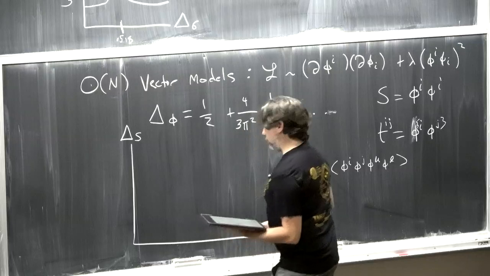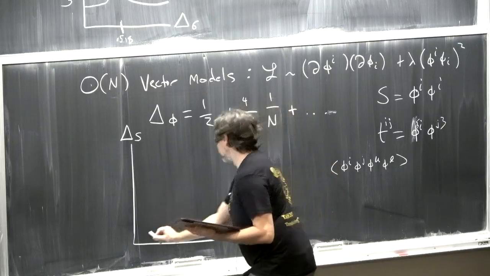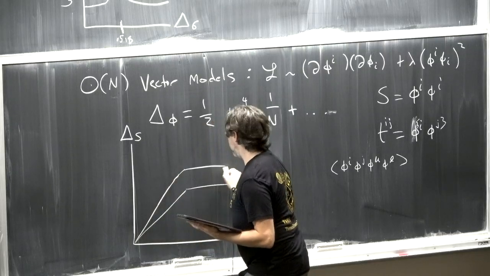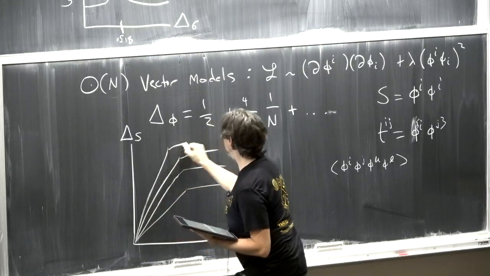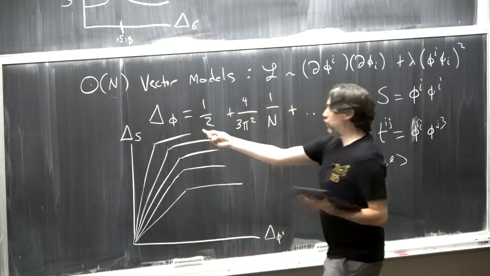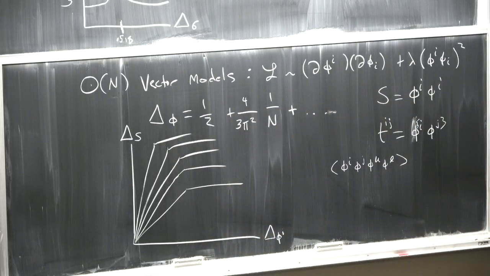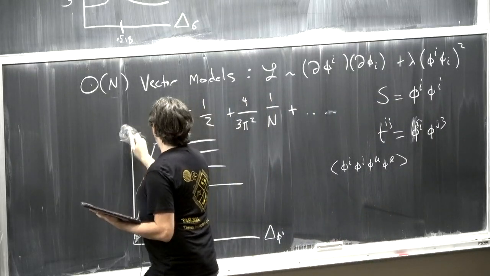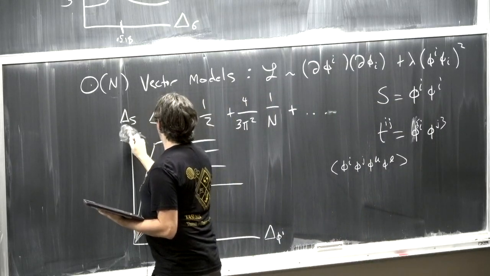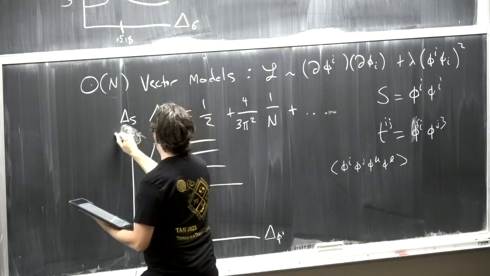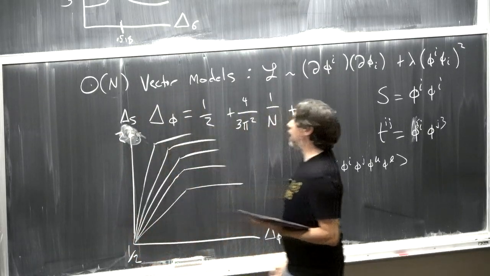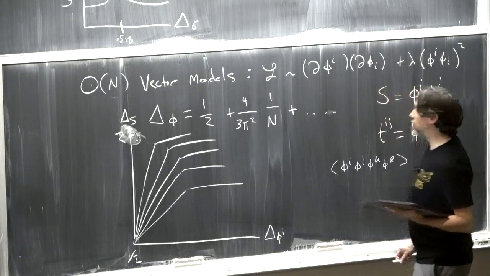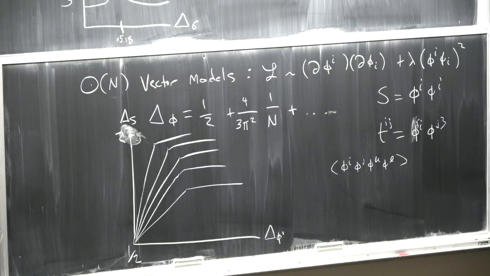Well, what happens here? First of all, what you get is some family of bounds for different N's, and each one has a kink in it. At large N, these approach 1/2, which is what the large N expansion tells you should happen.